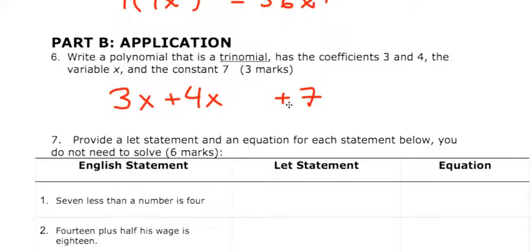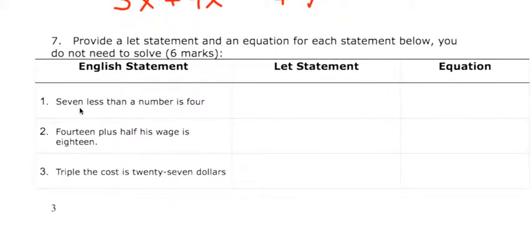So if I had 7x plus 7, that's a binomial. So I have to change this a little bit so I can do this. 3x squared plus 4x. Okay, a bit of a tricky question. Let statements, let 7 less than a number is 4. So for all these, we'll say let x represent the number, and then 7 less than the number is 4. X minus 7 is equal to 4.